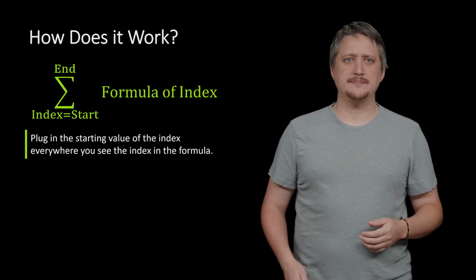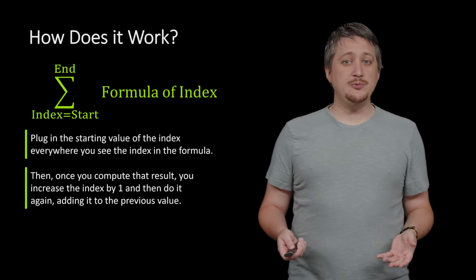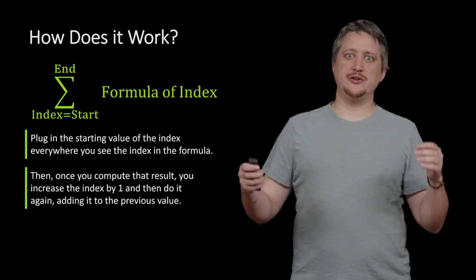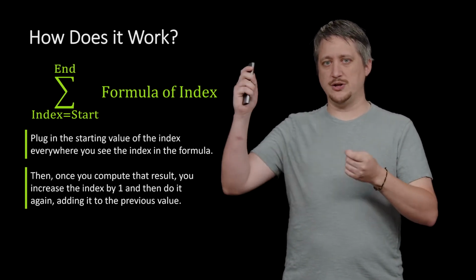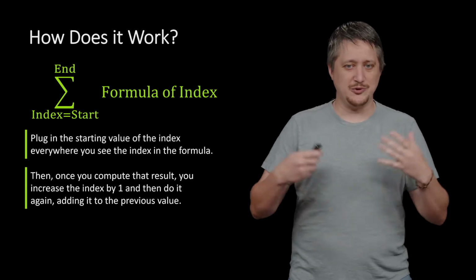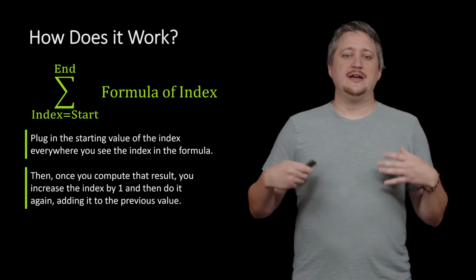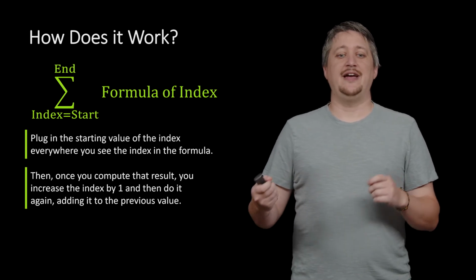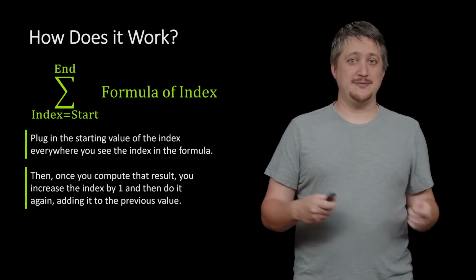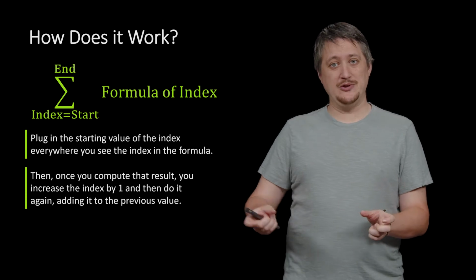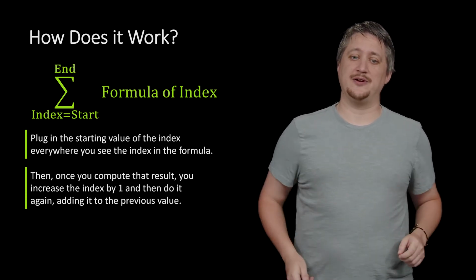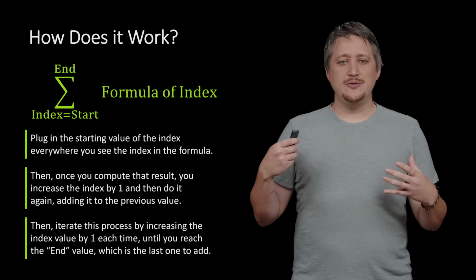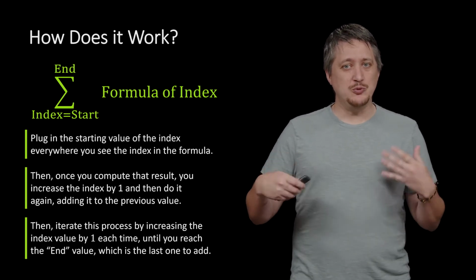Everywhere you see that letter. Then once you compute that, if it's k squared plus 1, you do 1 squared is 1, plus 1, so then you have 2. So you compute whatever it is. Then you increase the index by 1 and do that process again, but whatever you get as your next computation, you add to that first piece. So you basically keep doing that process.